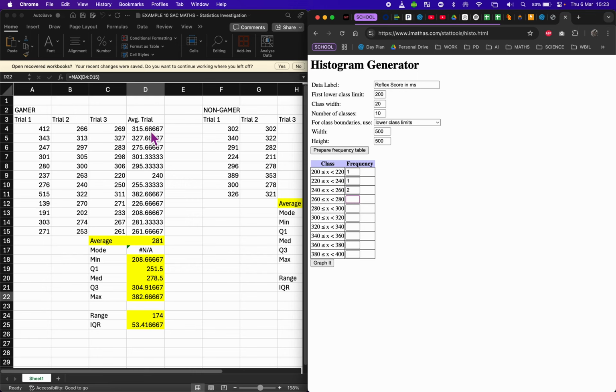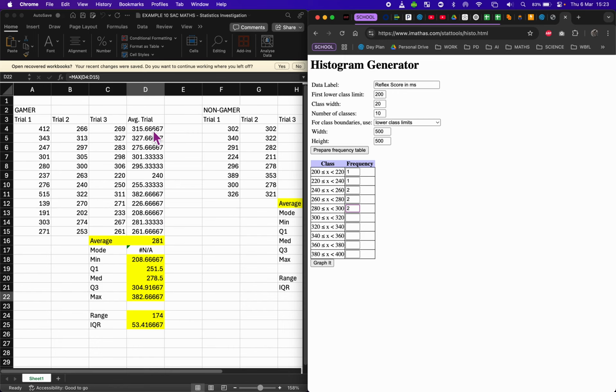260 to 280. 275 is one of them. 1. And 261, 2. 280 to 300. 295 is 1, so 1. And 281, 2.